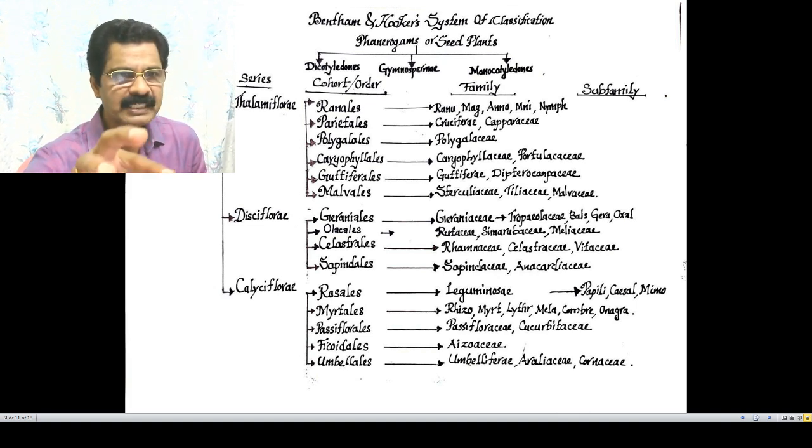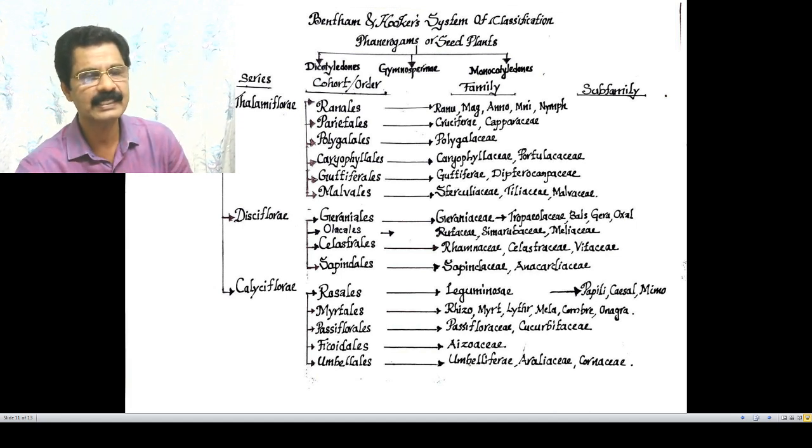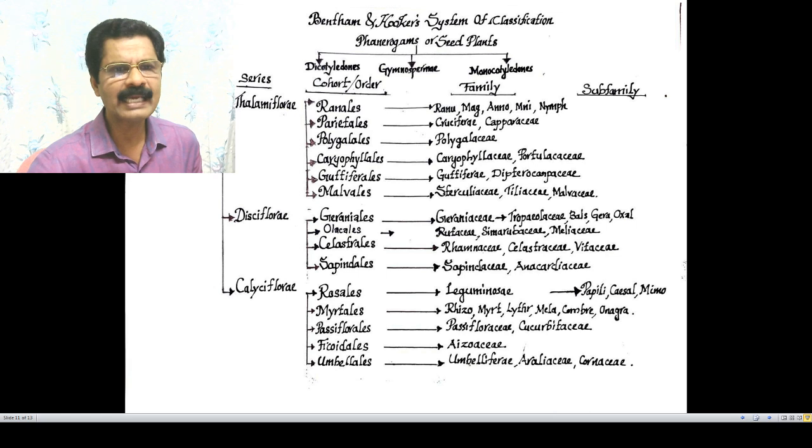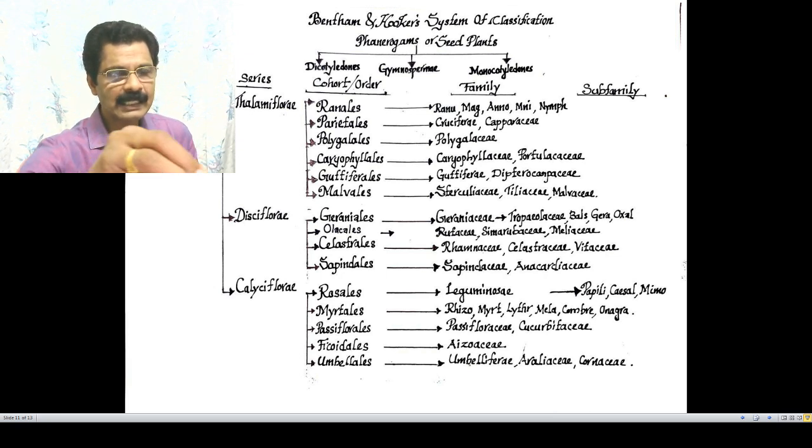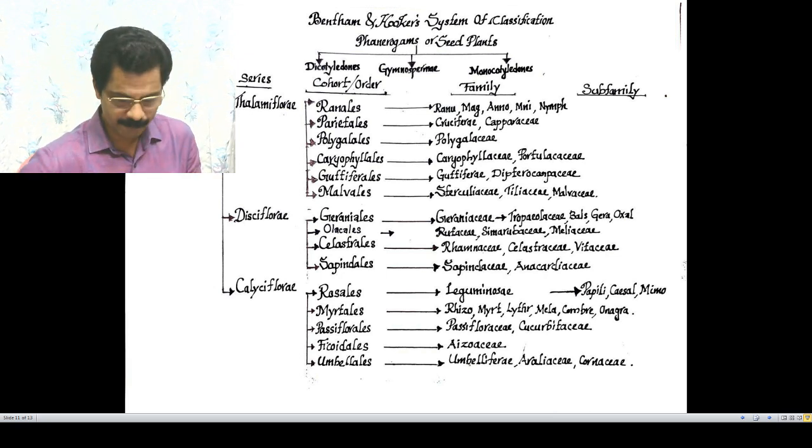Thalamiflorae have six cohorts or orders. What are they? Ranales, Parietales, Polygalales, Caryophyllales, Guttiferales and Malvales. The Disciflorae: Geraniales, Olacales, Celastrales and Sapindales. Calyciflorae: Rosales, Myrtales, Passiflorales, Ficoidales, Umbellales. So that is the subclass Polypetalae.